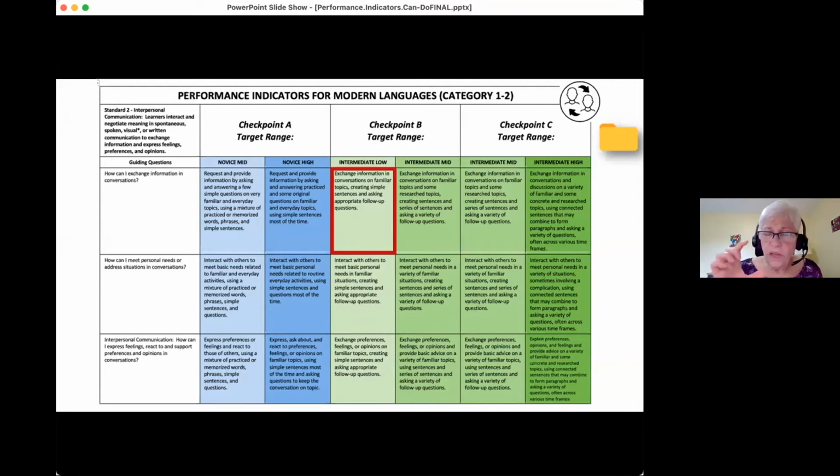So we have put a little red box around one performance indicator that's associated with this interpersonal communication standard, because we're going to use this as an example on the next several slides. So let's take a closer look.